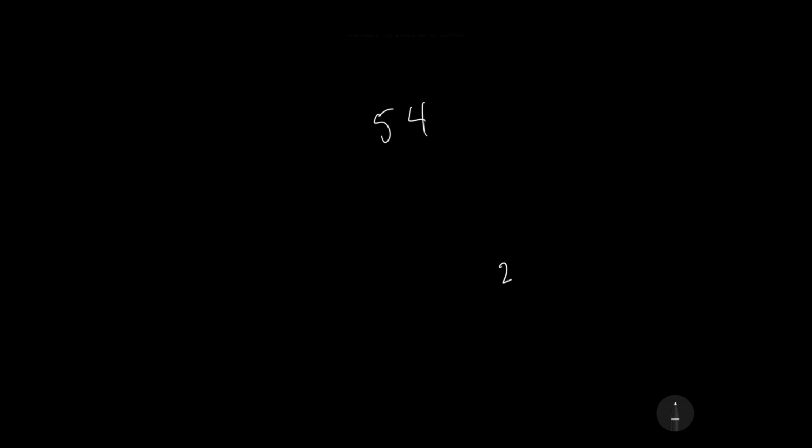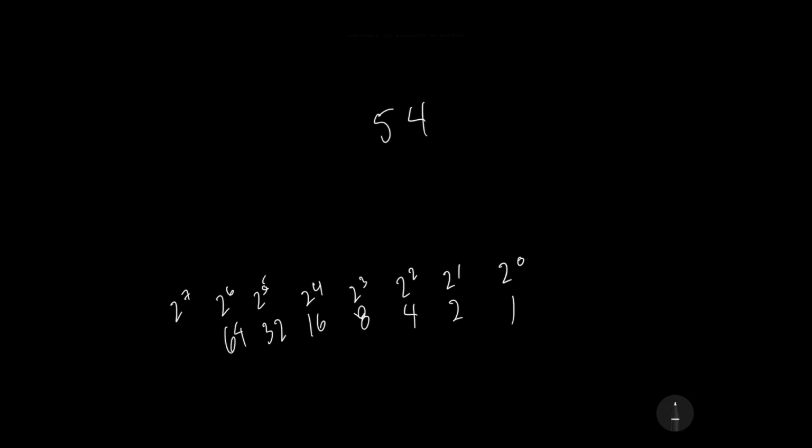So we're going to do our thing, 2 to the power of 0, 2 to the power of 1, 2 to the power of 2, 2 to the power of 3, 2 to the power of 4, 2 to the power of 5, 2 to the power of 6, 2 to the power of 7. Okay? It's going to be 1, 2, 4, 8, 16, 32, 64, and we can kind of stop there because 64 is already bigger than 54. 32 is the biggest number here that will fit into 54. So we're going to put a 1 right there. Okay? So now, because we put a 1 right here, we're going to subtract 32.